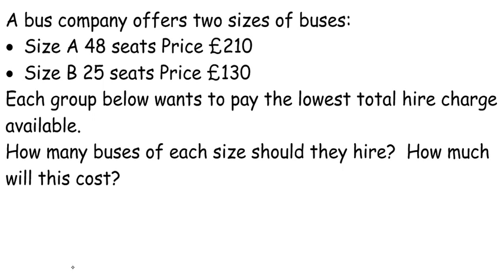So the questions we're all going to look at follow around this. A bus company has two sizes of buses. Size A, or the big ones, holds 48 people and costs £210. Size B, or little buses, holds 25 people and costs £130. So if we look at cost per person, size A, the big bus, is cheaper for every individual person. So if a group wants to pay the lowest total charge, they want to fit as many people onto big buses as they can, because that's cheaper per person.